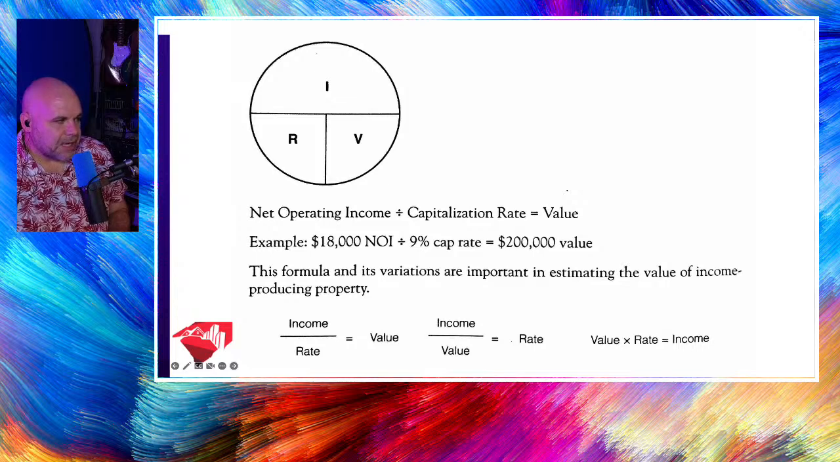If we have an $18,000 net operating income divided by a cap rate of 9%, that means the property is worth $200,000. We're just plugging it into the circle.